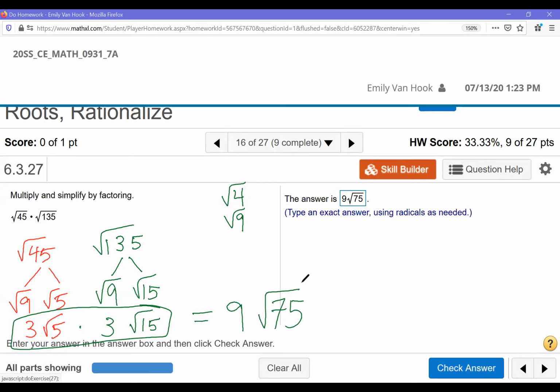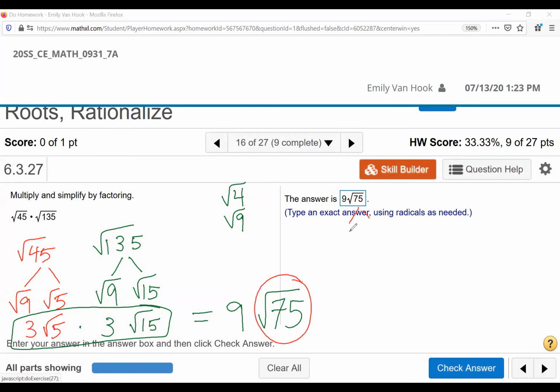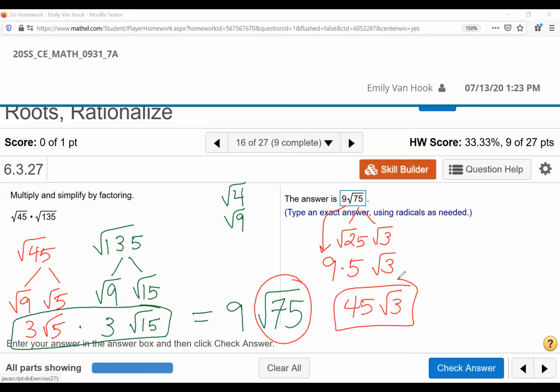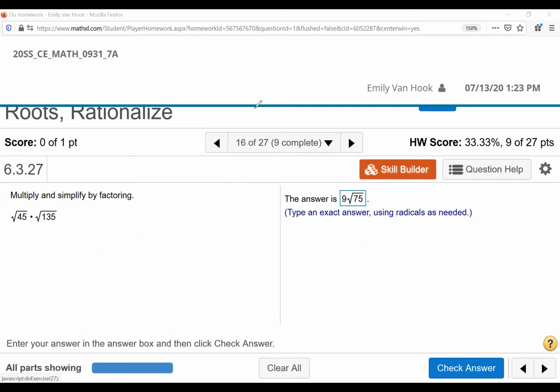I think we've dealt with this number before. 75 is equal to 25 times 3. So the square root of 25 is 5. So when I break this down, again, the square root of 75, that's square root of 25 times square root of 3, which becomes 5 square root of 3. The 9 is also here. So we have 9 times 5 square root of 3. Putting it all together, 9 times 5 is 45. So we would get 45 square root of 3 for our final answer. Okay, let's try typing that in. 45 square root of 3.